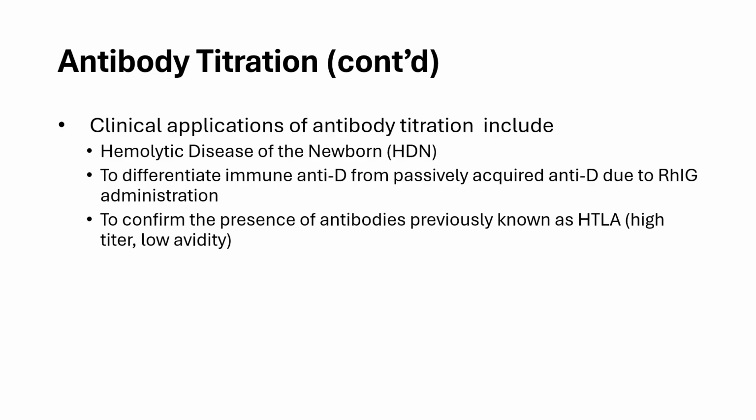For the clinical implications of antibody titration, we could do it in hemolytic disease of the newborn. Titration can help assess the risk and severity by measuring the amount of maternal antibodies against the fetal red blood cells. It can also be used in differentiation of anti-D antibodies, helping distinguish between immune anti-D antibodies produced by the patient's immune system and passively acquired anti-D from Rh immune globulin, or RIG, treatment.